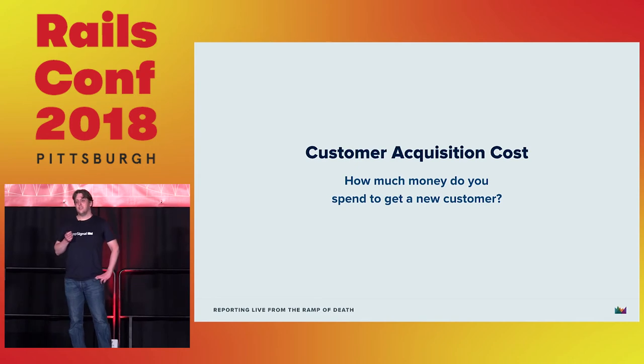So the first one is customer acquisition cost. And customer acquisition cost is a grouping of all kinds of money that you spend to get new customers. So it's just general marketing, it's buying Google ads, it's the time you spend on writing blog posts, doing sales. It's a bunch of stuff, and you group it all together.